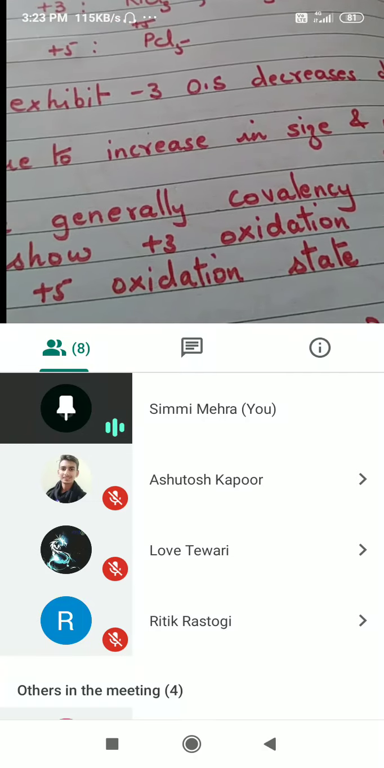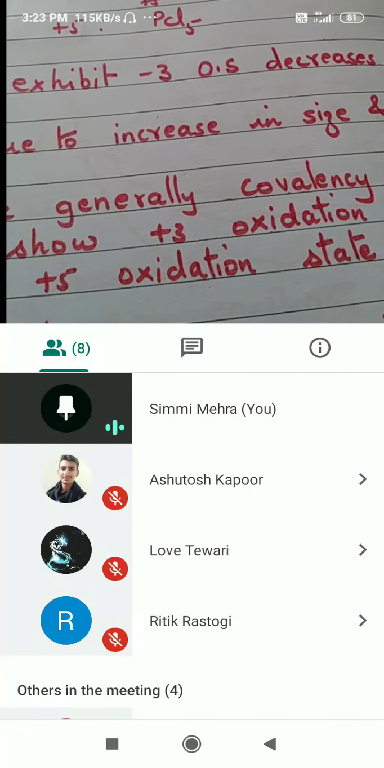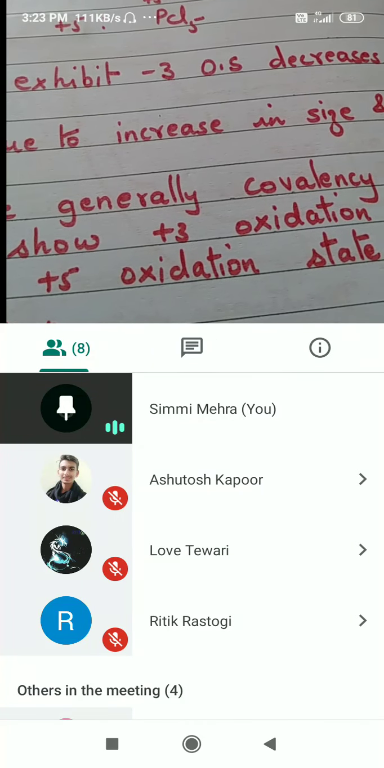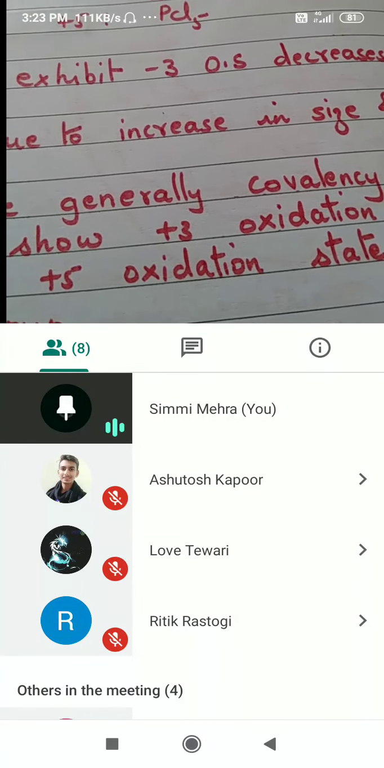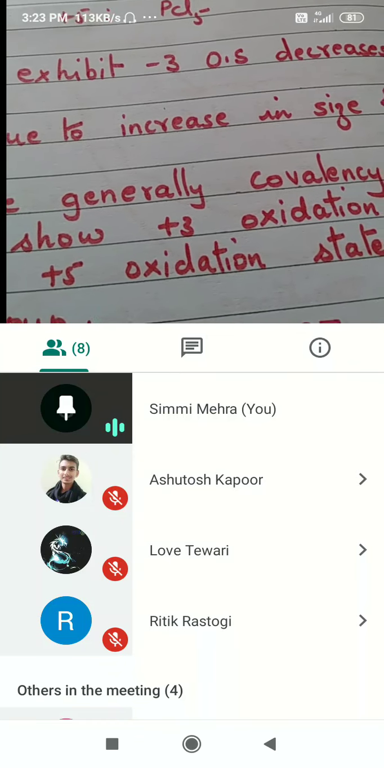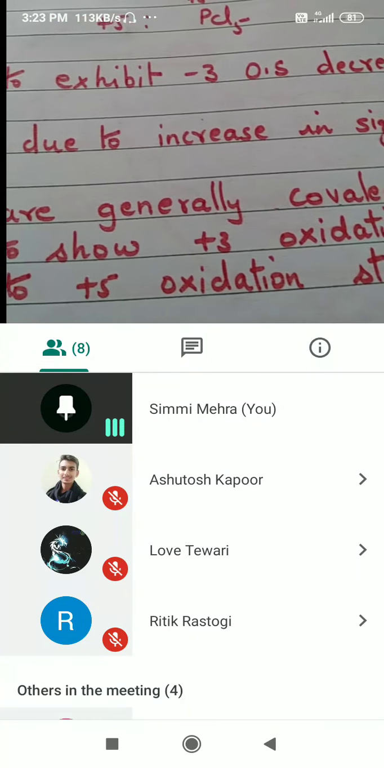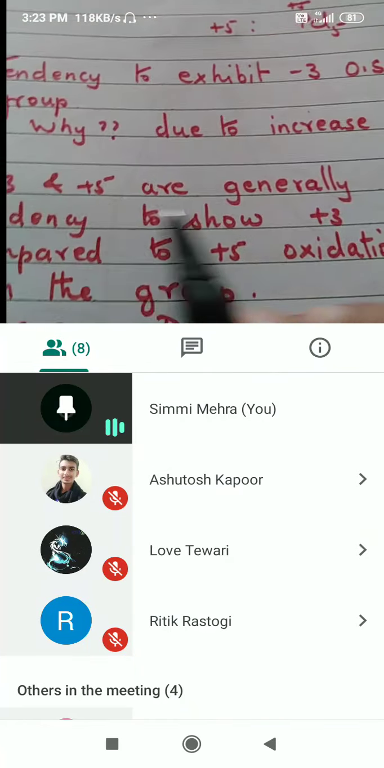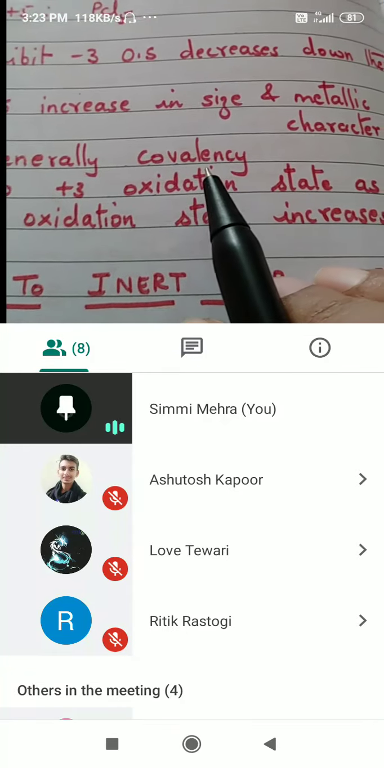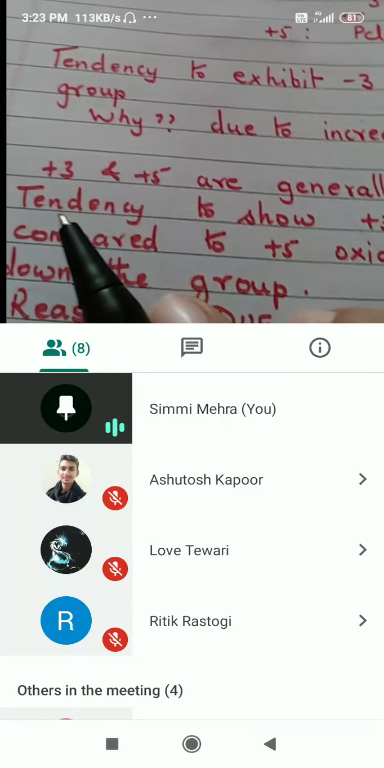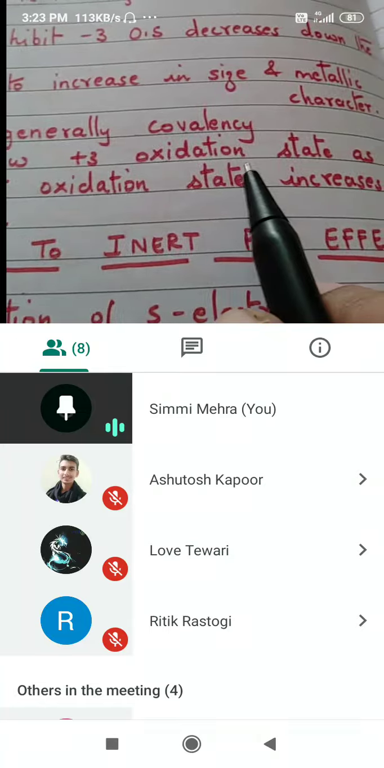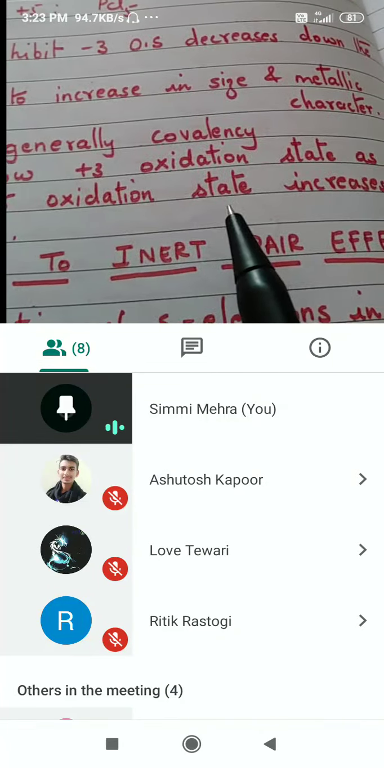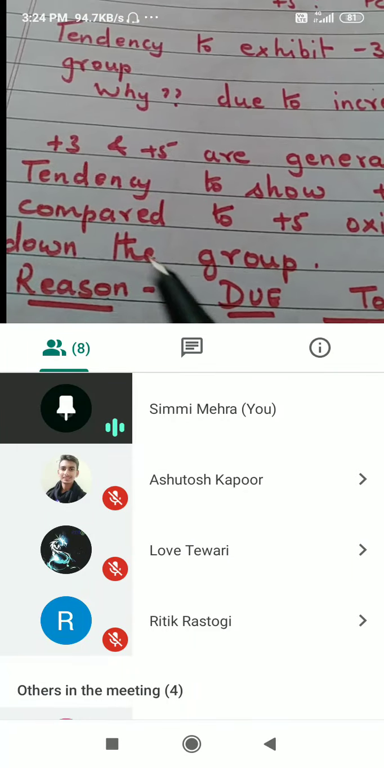As you go down, size is increasing, ionization enthalpy is decreasing, so they will have a tendency to lose electrons. -3 charge will come when they accept 3 electrons, and they will not have the tendency to accept 3 electrons. +3 and +5 are generally covalent, which I just told you in covalent bonding. The tendency to show +3 oxidation state as compared to +5 increases down the group.